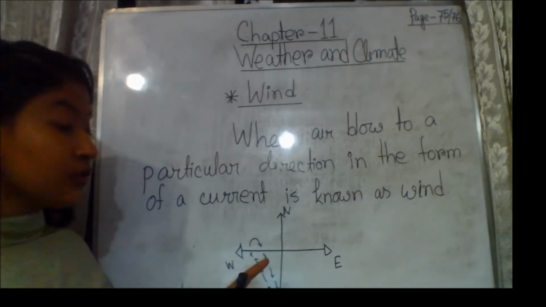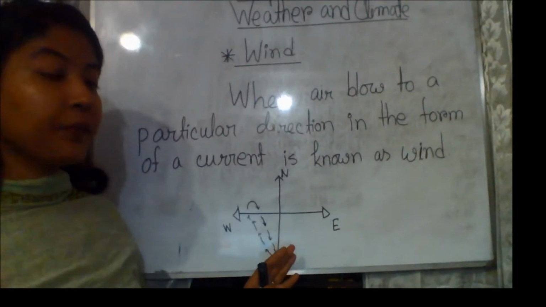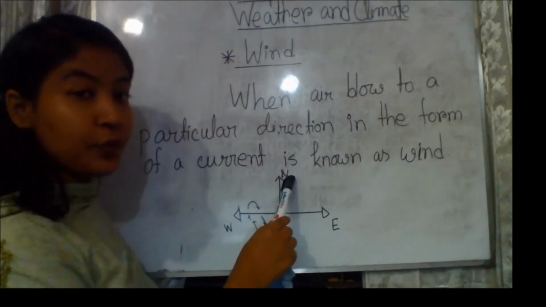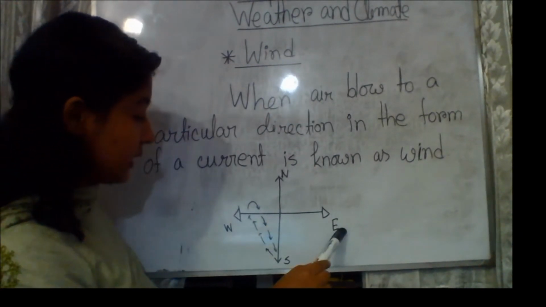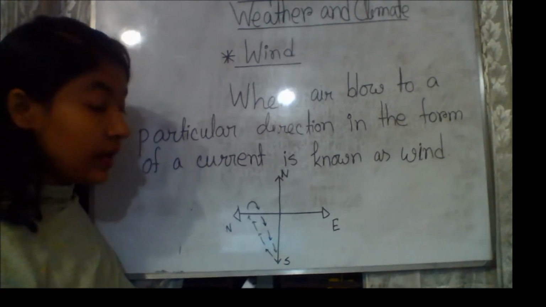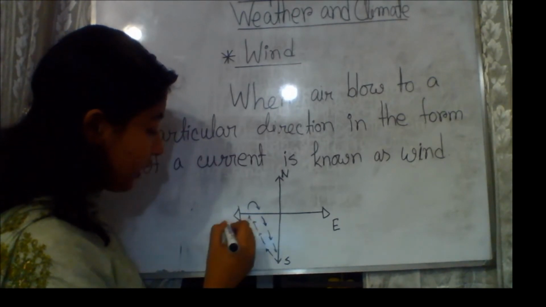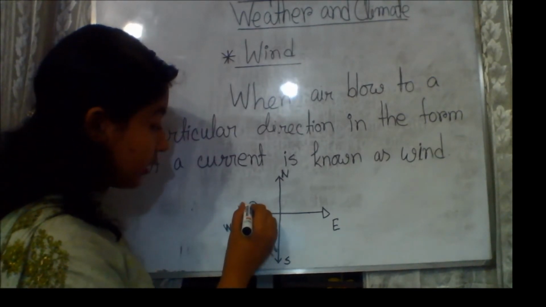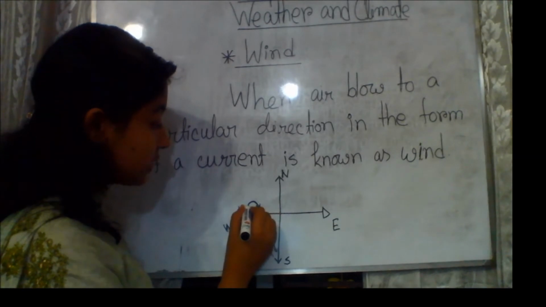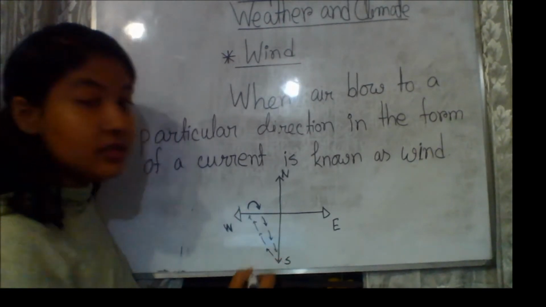So here I draw a map. This is our North Pole. This is the South Pole, this is East, and this one is West. When air blows from the south to the west in the form of a current and returns to the South Pole, then it will be known as wind.